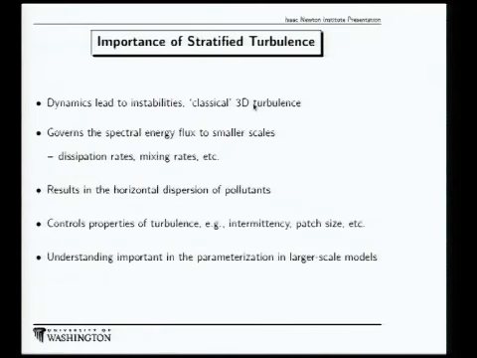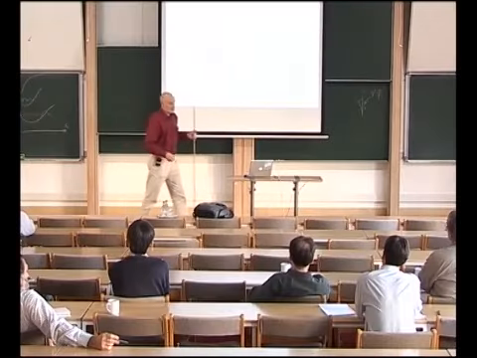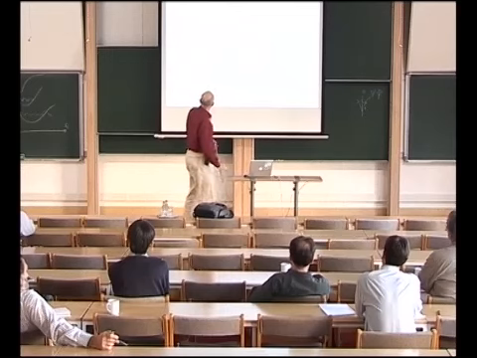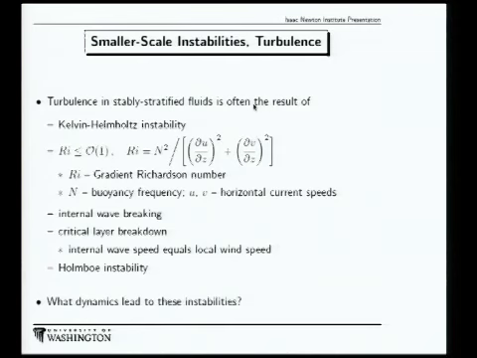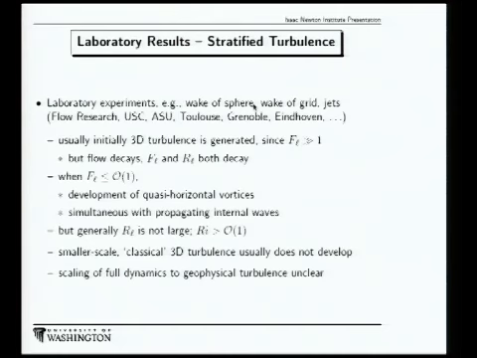Okay, and the importance of this, if it exists, is that it controls the smaller scale turbulence. So the spectral energy flux would be controlled by the stratified turbulence. It leads to instabilities in 3D turbulence. Another thing is if one wanted to parameterize smaller scale turbulence for a larger scale model, they would have to take this into account. So also it is important in problems like dispersion. Okay, and there are a number of instabilities that could come in. I think I'll keep going from that.